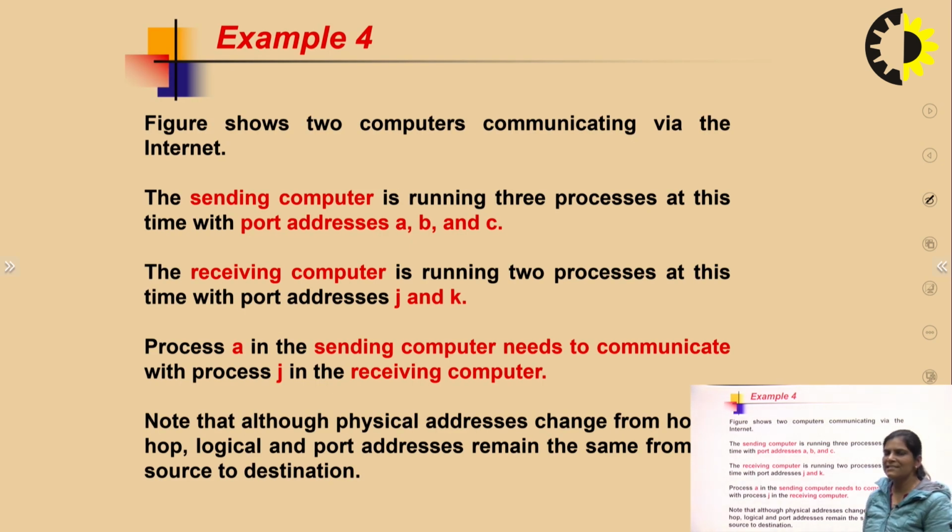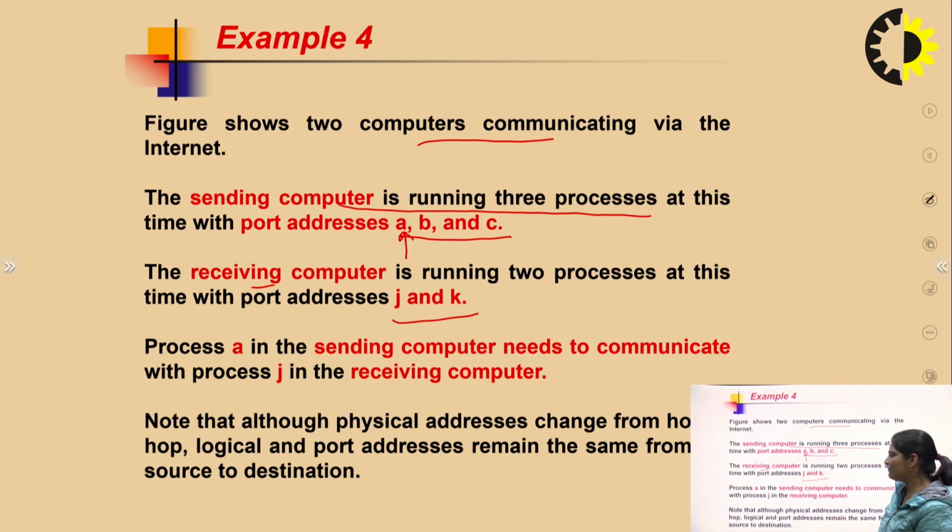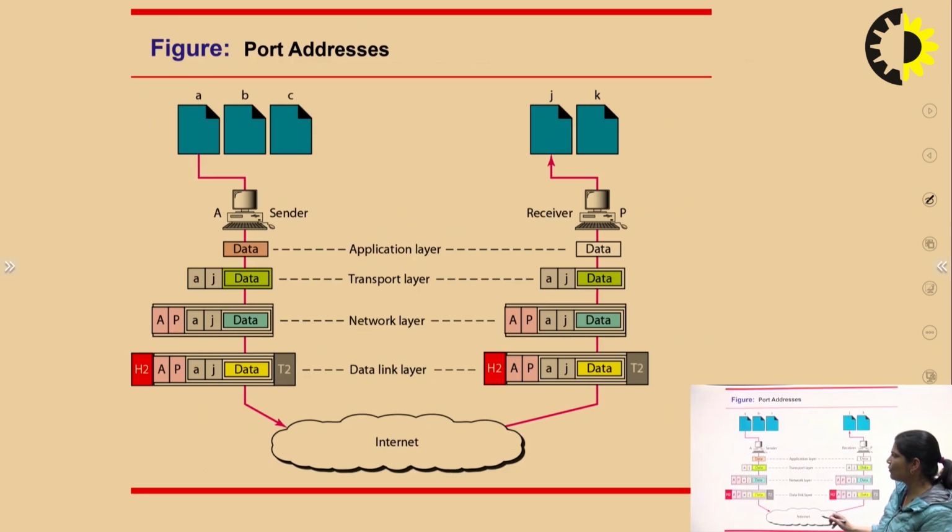Now let us take an example of port addressing. First we discussed physical address, then logical address, then the third one is port addressing. Now two computers are there in a communication. We have to send data from one computer to another computer through a media. Now the sending computer is running three processes A, B, C, and the receiving computer runs processes J and K. Let it be that you have to send data from process A to J. So we have to do a communication from A to J.